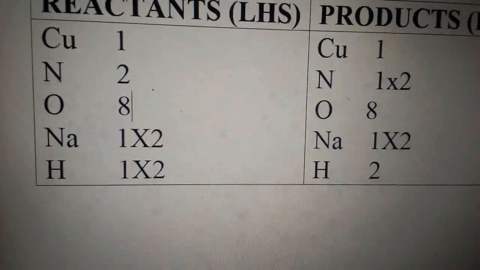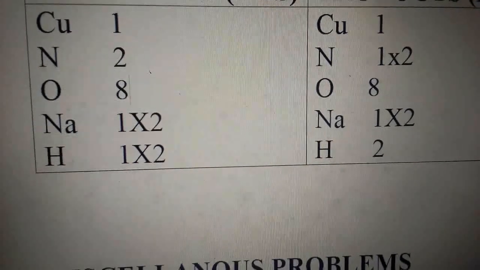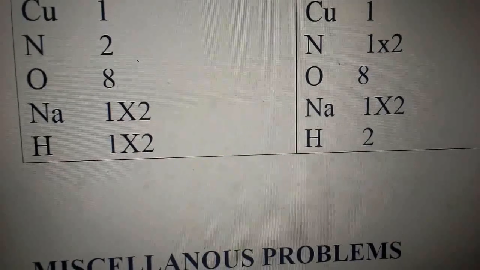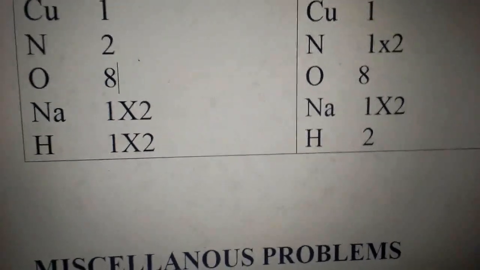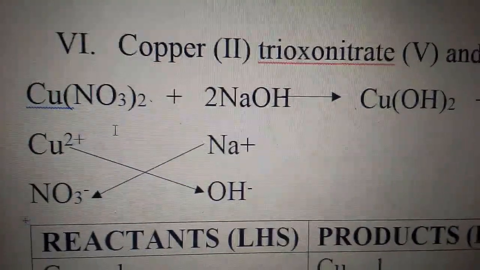Copper is 1, 1 on both sides. Nitrogen is 2, 2 on both sides. Oxygen is 8, 8 on both sides. Sodium is 2, 2 on both sides. Hydrogen is 2, 2 on both sides. So we now have a balanced situation.